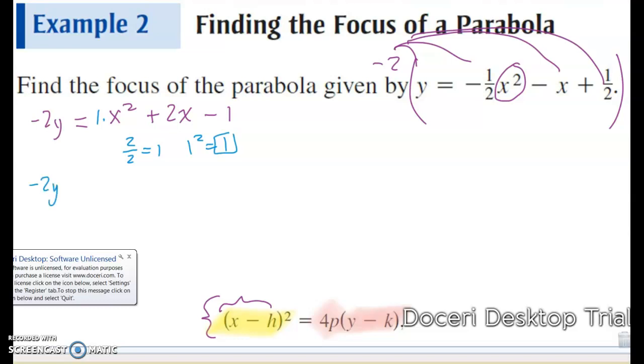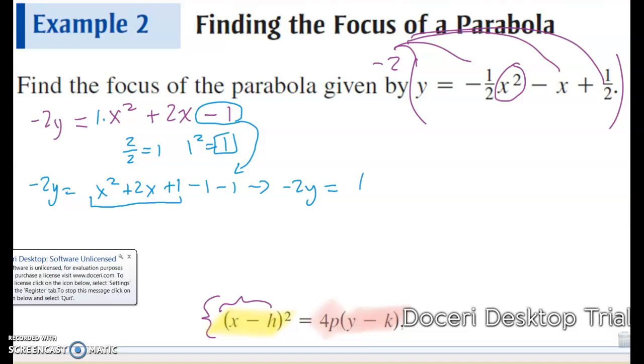So then we have negative 2y equals x squared plus 2x. If we add the 1, then we have a perfect square here. But we can't just add 1, so we need to subtract 1 to maintain the equality. So we go minus 1, and then we still have this minus 1 in the original equation, so we go minus 1. Now all I have to do is simplify the right hand side. We did this whole add 1, subtract 1 to find the perfect square, so we have x plus 1 squared, and then we combine these two negatives right here, so we have minus 2.